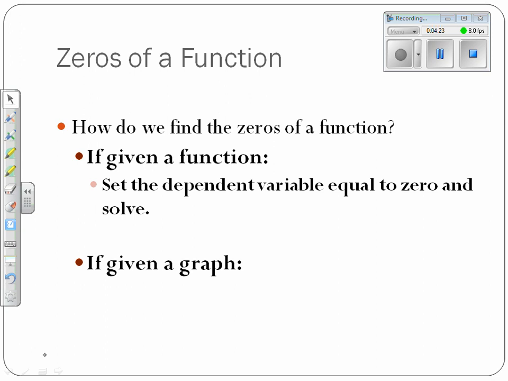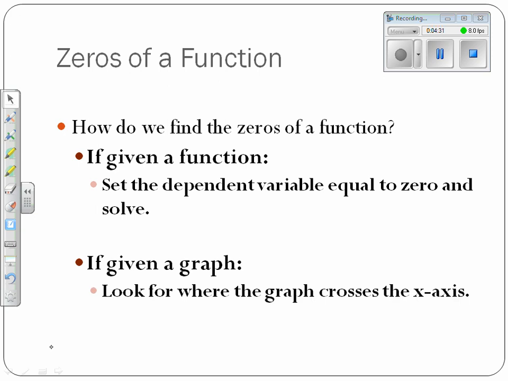If you're given a graph, then that's different. That's like the graph we looked at for Angela's cell phone minutes. And what you want to look for is where the graph crosses the x-axis. At that point, you have run out of, in that first case, minutes, or in other words, your y value is 0. Your output value is 0. That happens where you cross the x-axis.